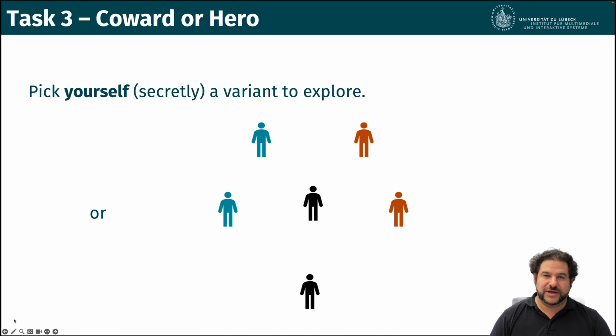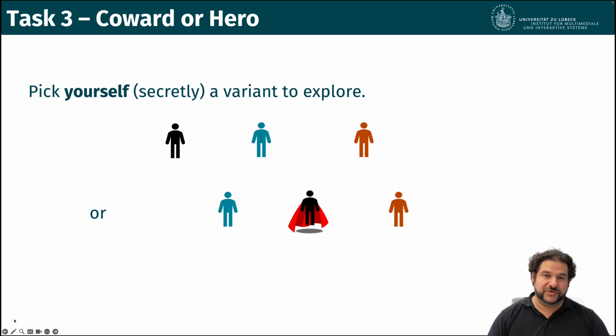It's the coward or hero game. In this task, the central idea, now that you've understood the first two games, is to pick secretly a variant to explore. So every agent randomly picks a strategy, either being a coward or a hero, and then picks a specific enemy and a specific friend to play their role. In this type of model, we do have some heterogeneity. We have cowards and heroes, and everyone has an individual enemy and an individual friend. And that is something that is really hard to do in an equation-based model.